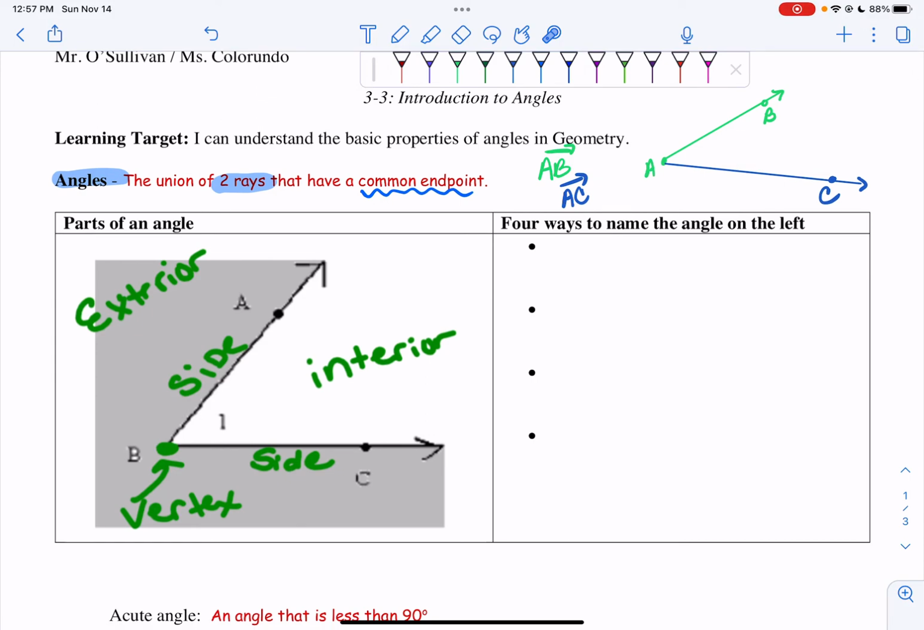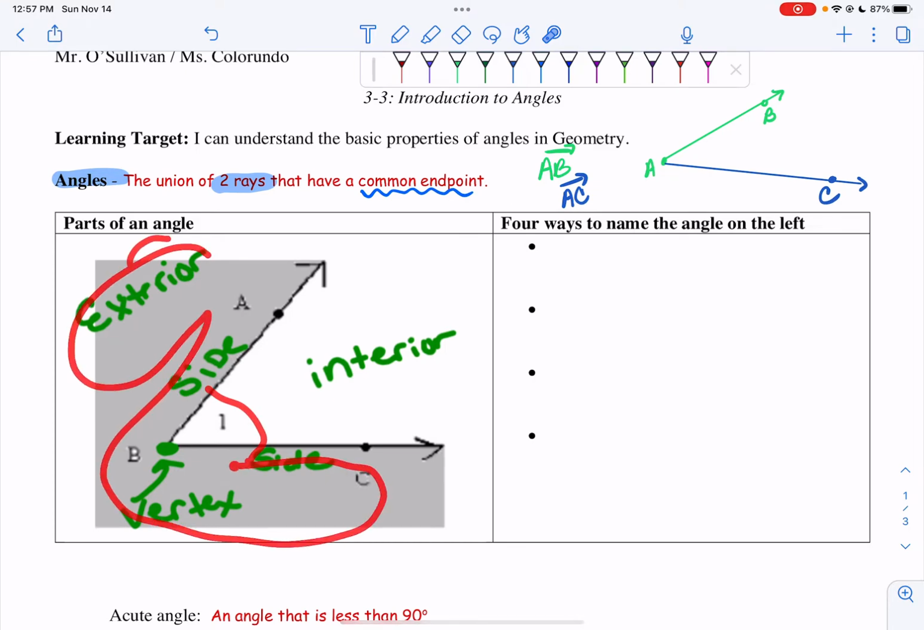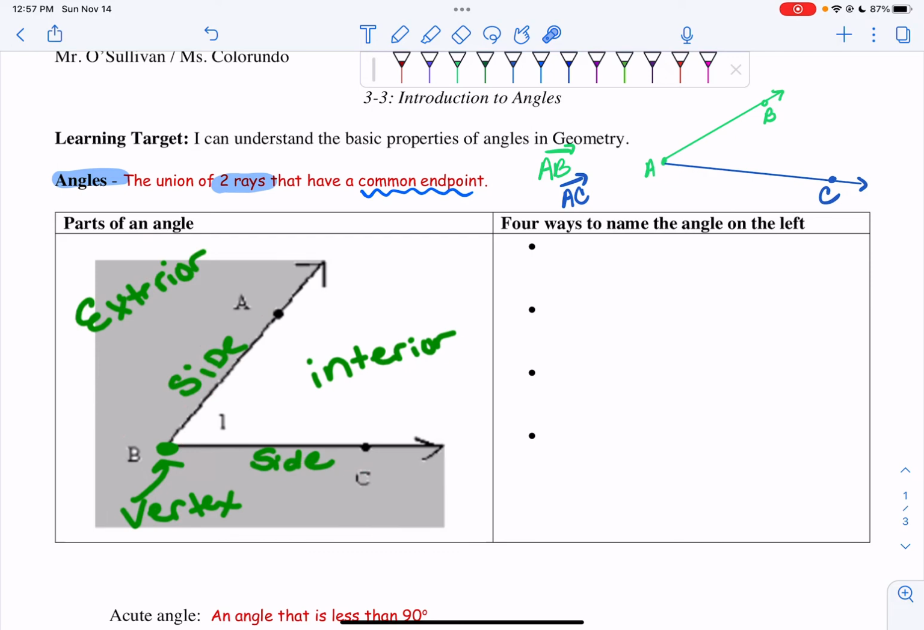So now there are parts of an angle. Basically anything outside of your opening, so like all this gray area right here, is called our exterior. Our angles also have sides. For instance, this side would be BA and this side would be BC. Our vertex is where the two sides meet. So in this case, our vertex is B. And then our interior is basically anything on the inside of your angle. So this is all the interior.